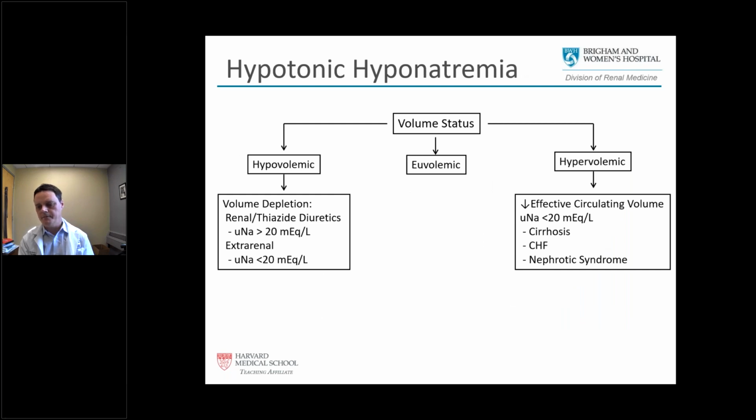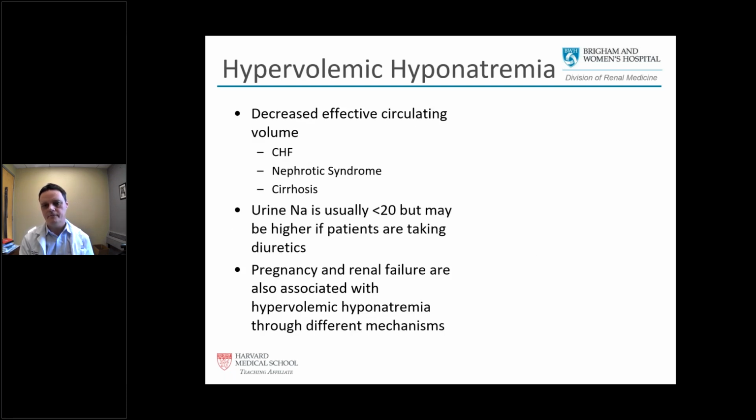What about hypervolemia? This is in patients with what we call a low effective circulating volume. So these are patients for whom there's a problem with the pump or a problem with vasodilatation. And so the body is sensing low volume even though they're not. Generally, they have a urine sodium less than 20, and it's classically seen in patients with heart failure and cirrhosis. Pregnancy and renal failure may also be associated with hypervolemic hyponatremia, but it's through different mechanisms.